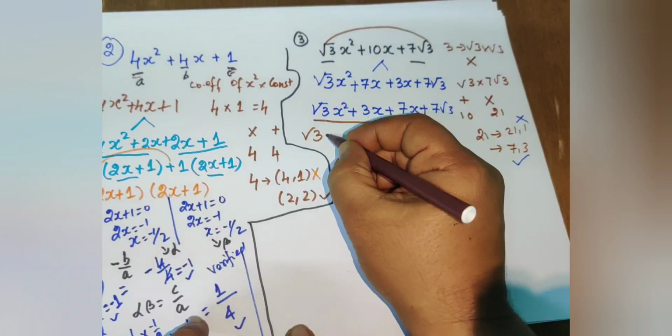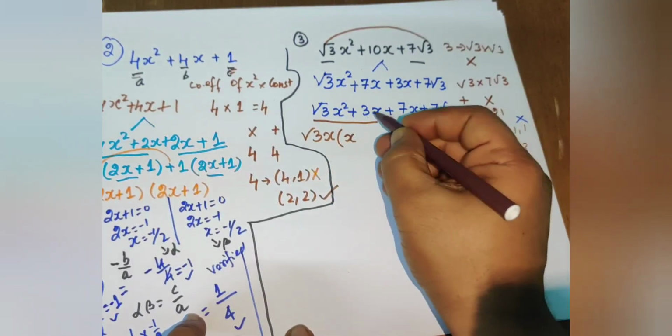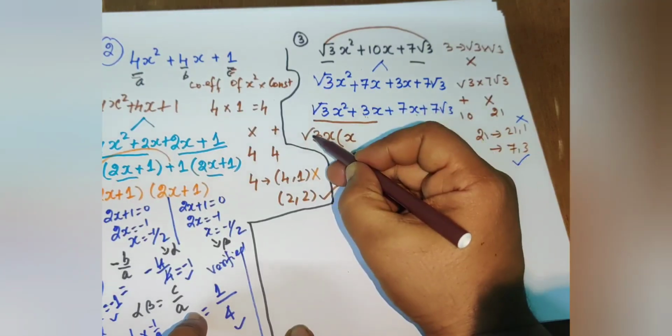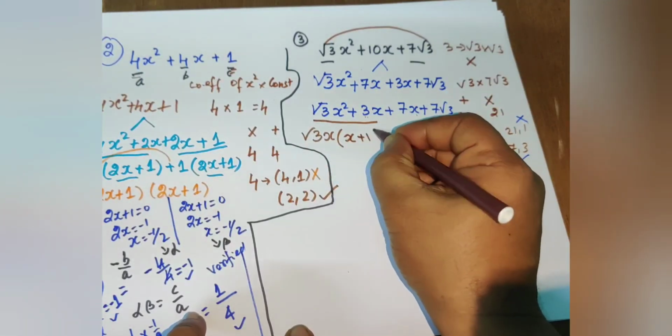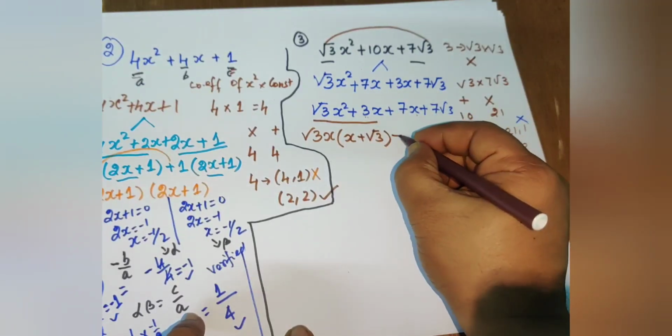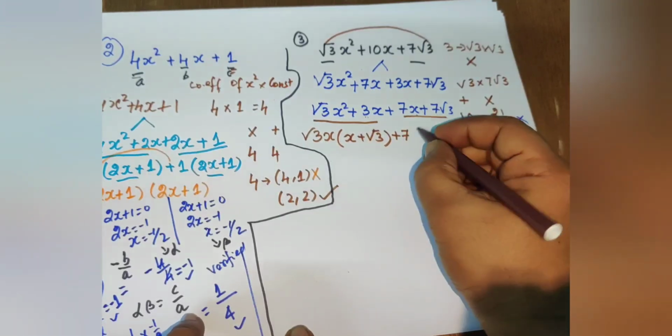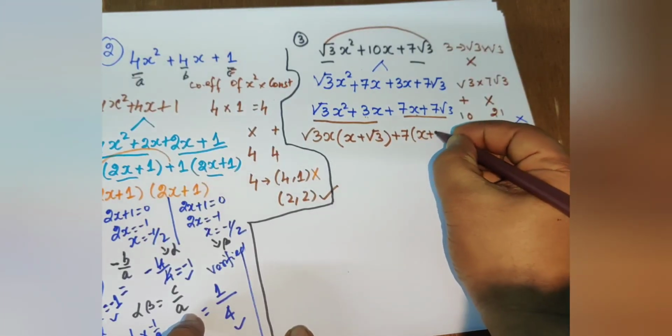Here also one x is there, so root 3x we can take out common. So one more x will be there. And in this 3 we have taken out 1 root 3, so 1 root 3 is left. And this x we have taken out. And plus, out of this, what is common? We know that 7 is common, so 7 we can take out. What is left? x plus root 3.